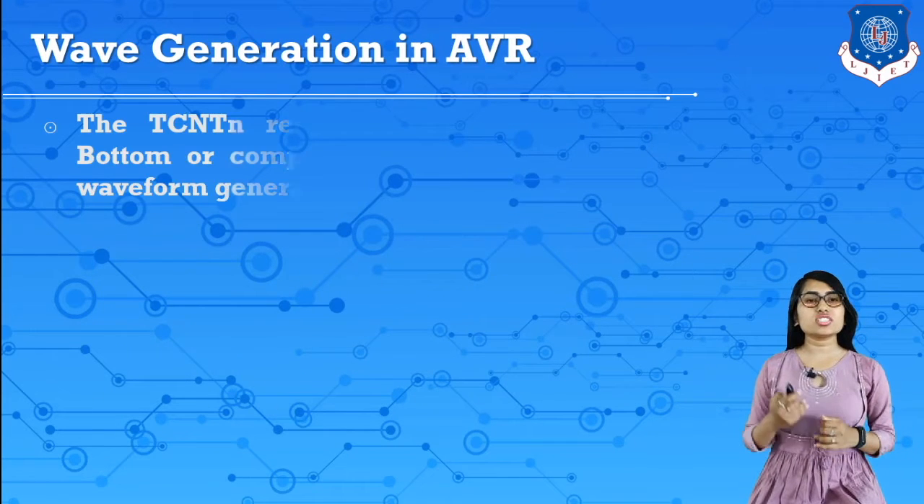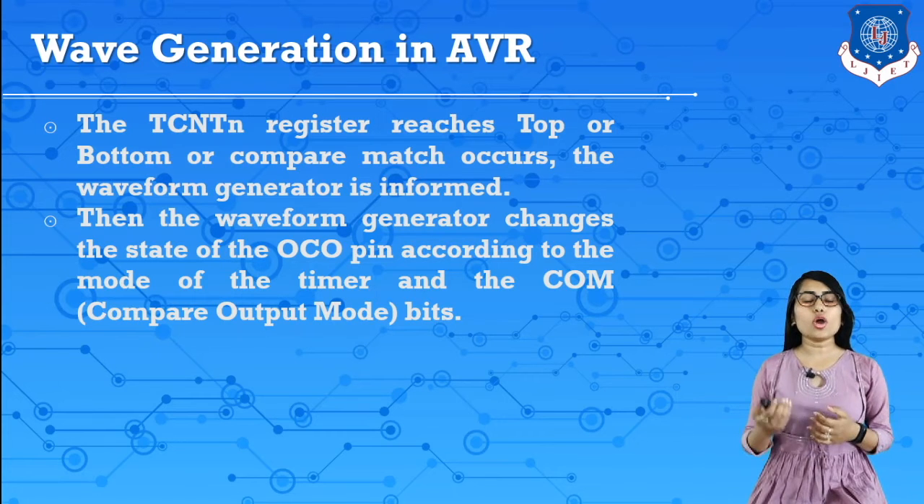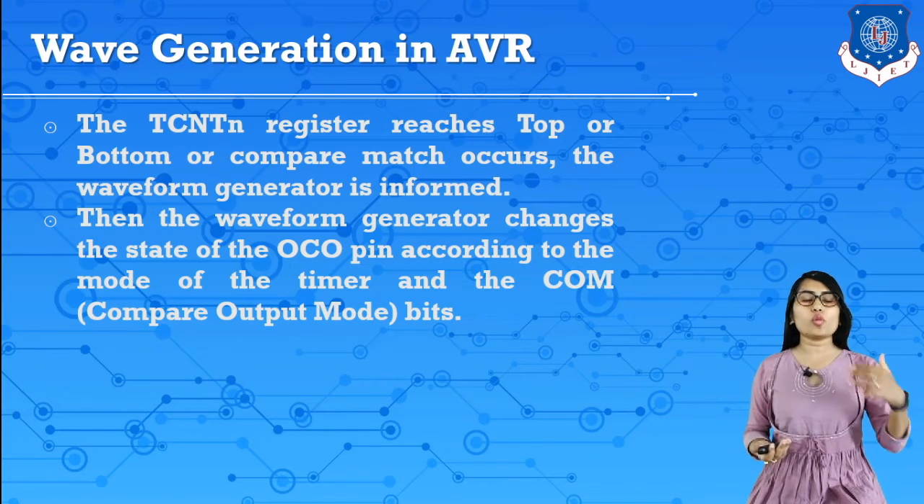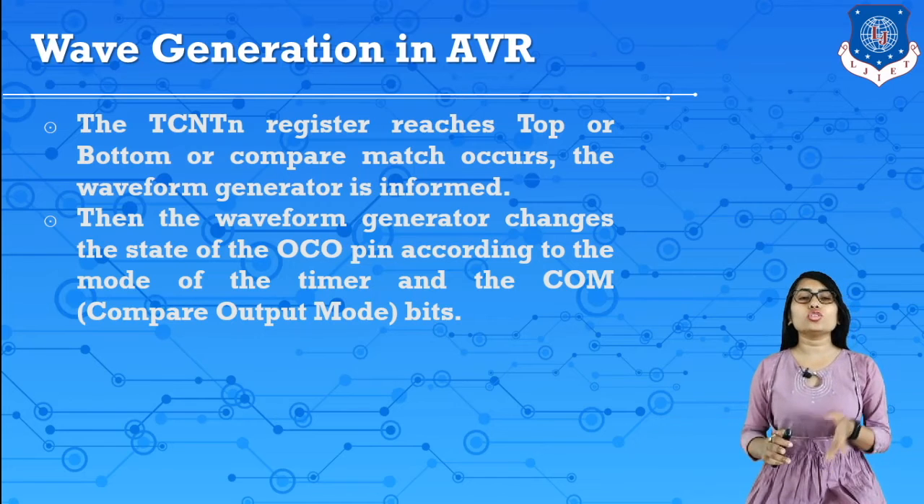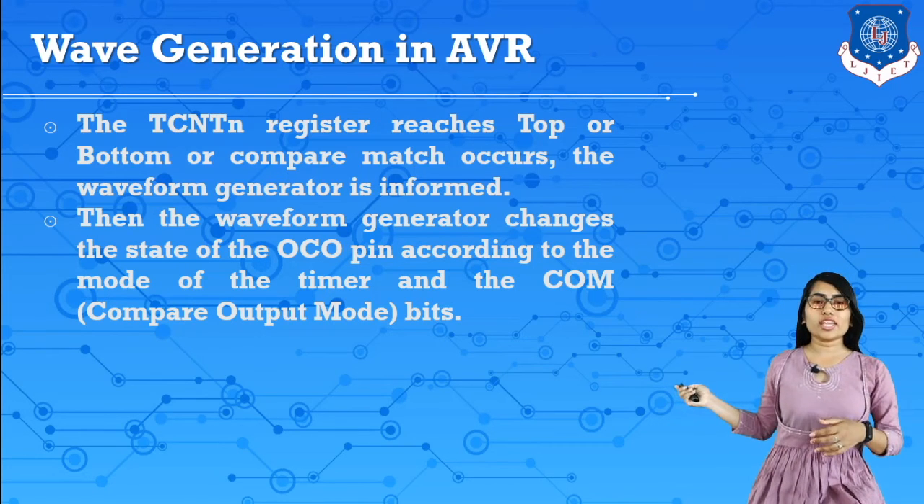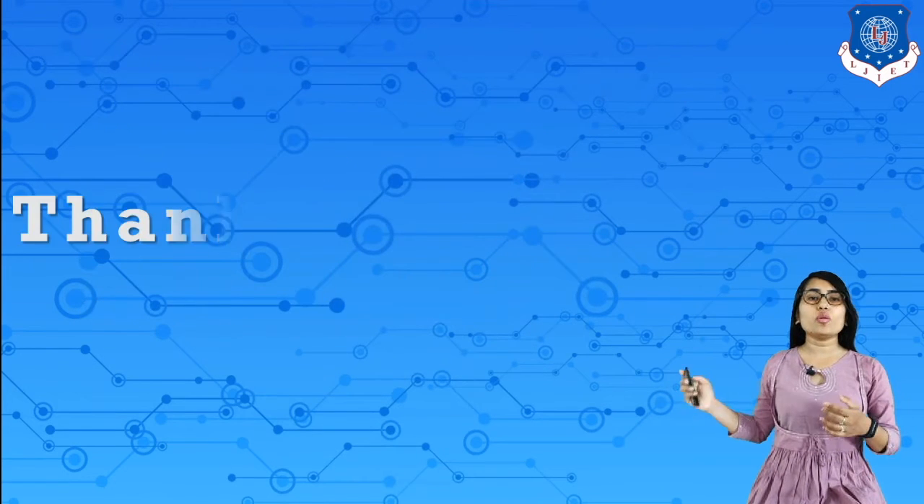For wave generation in AVR, when the TCNT register reaches top or bottom or a compare match occurs, the waveform generator is informed. Then the waveform generator changes the state of the OC0 pin according to the mode of the timer and the COM compare output match bits. So this is how wave generation can be performed in AVR.